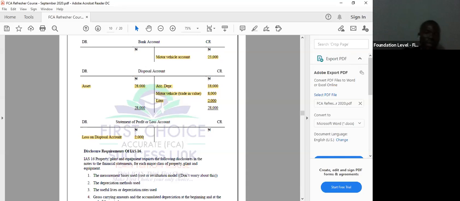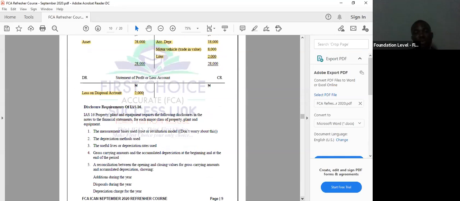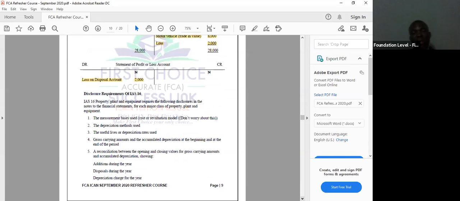Then another one I want to talk about is just disclosure. So there are some disclosures that are required. One part of it is that according to IAS 16, disclosure of the method that we used to measure your asset must be disclosed. We have two methods: the cost model method and the revaluation method. These are the two methods that are used to cost your asset.